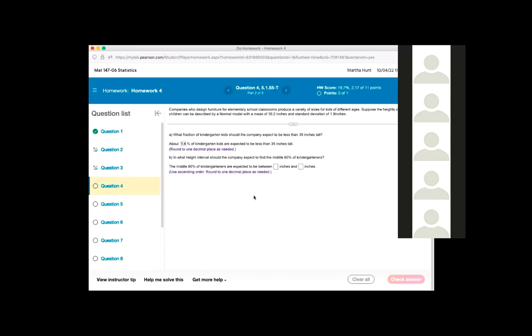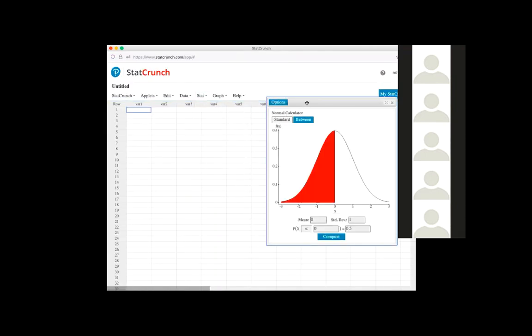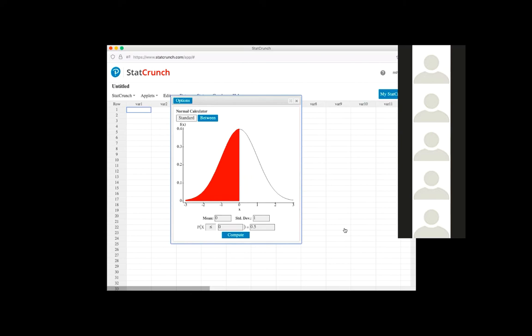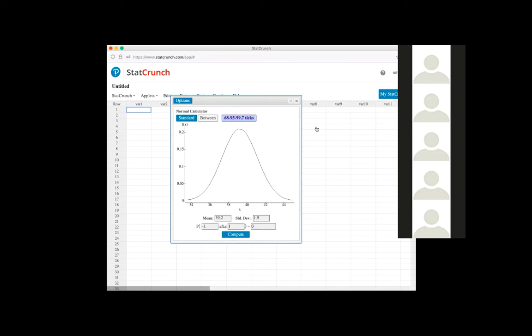The middle 60%. I'm writing this down, the middle 60%. Calculator's normal. Okay, I didn't calculate any z-scores. I want life to be easy. So I'm going to change this mean from 0 to 39.2, the mean in the problem. I'm going to change this to 1.9. Less than or equal to isn't going to work for me. I want in between. I'm going to change it to in between.